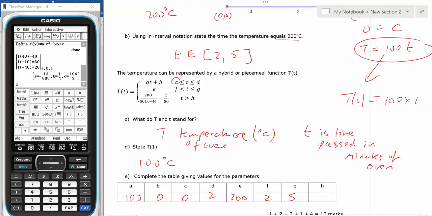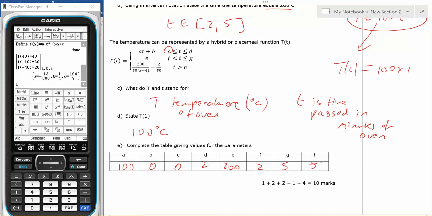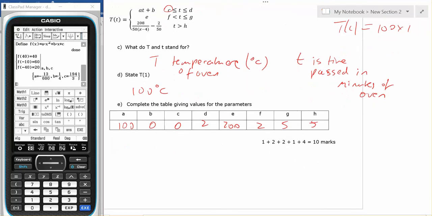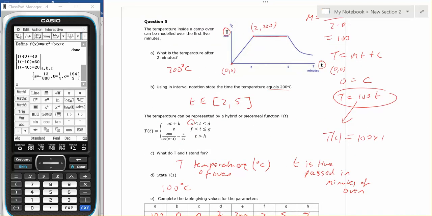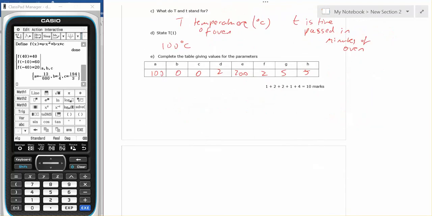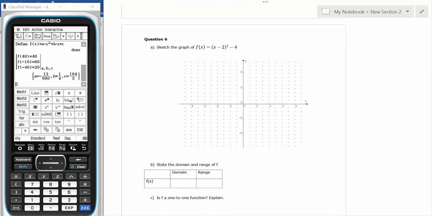Now H starts after 5. So we're done. Pretty straightforward. I like this question because it really tests your understanding of hybrid functions really well. All right. Next question. Sketch the graph of this.